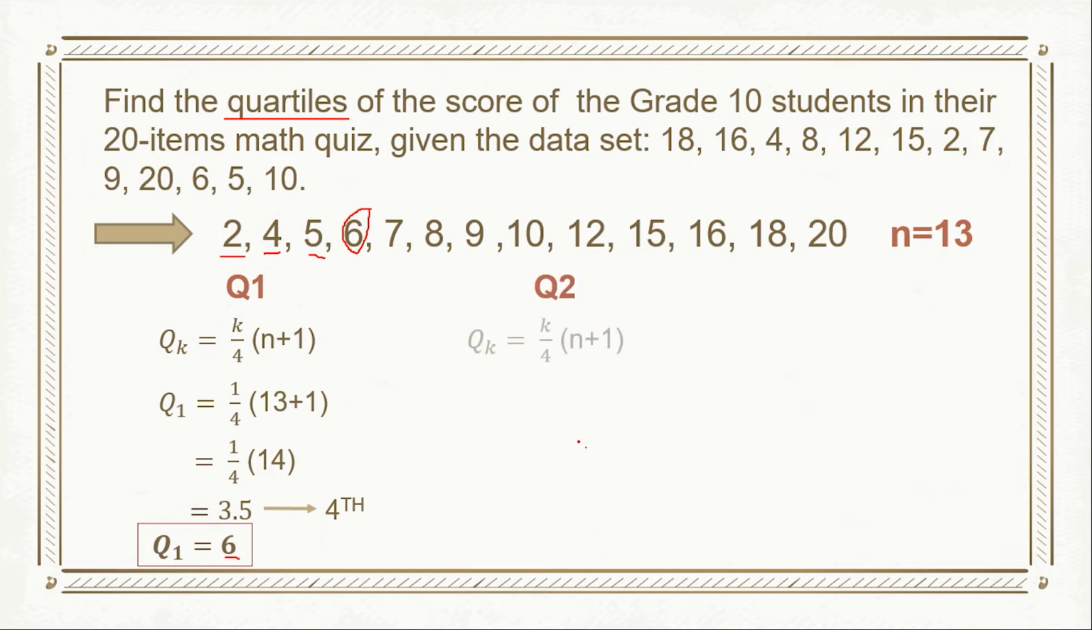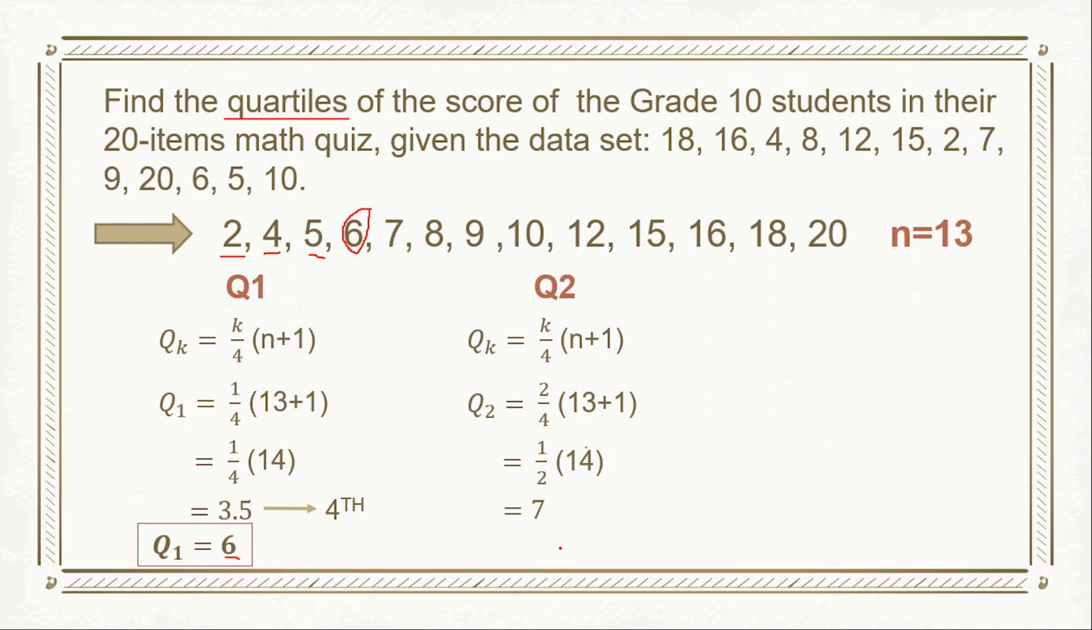Okay, so the formula is Qk is equal to k over 4 multiplied by n plus 1. Since we are looking for quartile 2, therefore the value of our k is equal to 2. So substitute lang natin yung value ng k at yung value ng ating n. Since we have 2 over 4 multiplied by 13 plus 1, ang lowest term ng 2 over 4 is equal to 1/2, and 13 plus 1 is equal to 14. So 1/2 multiplied by 14 is equal to 7.